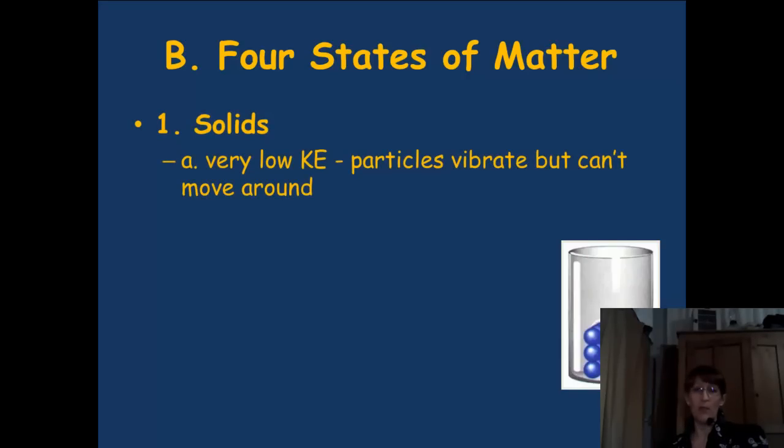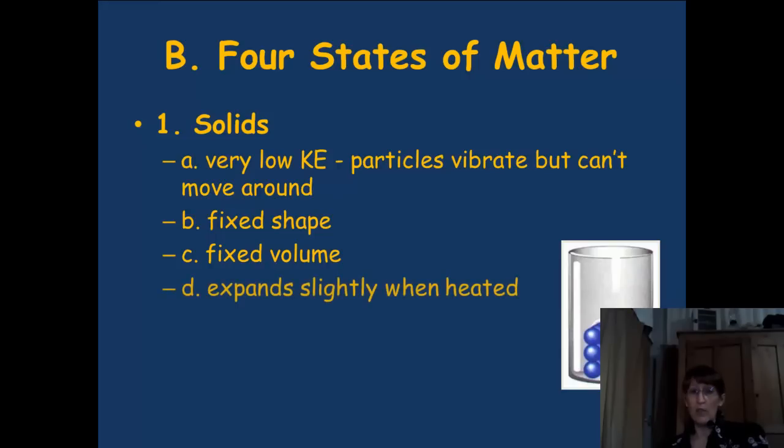The first is solids. They have a very low KE, kinetic energy. The particles are moving according to the kinetic molecular theory. They're in constant motion, but they can't move around. They just vibrate back and forth against each other. They have a fixed shape, or you guys may have heard it called a definite shape and a definite volume. So they don't take the shape of their containers. Solids do expand just a little bit when they're heated. Enough that you can actually tell when it's heated and when it's not.